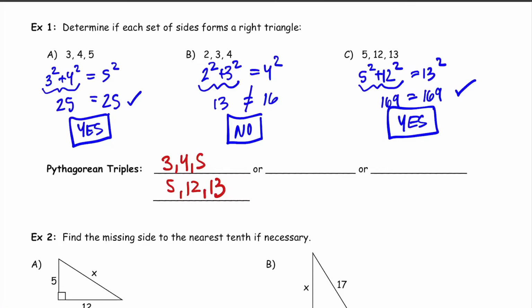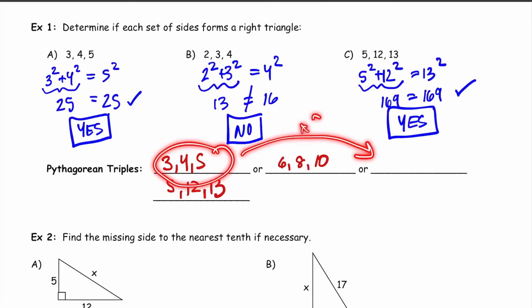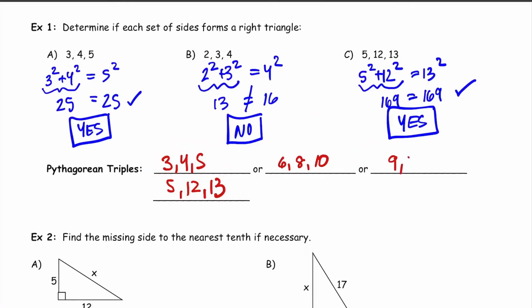So if I take this 3, 4, 5, and I multiply all those numbers by 2, I get 6, 8, 10. Well, that's also a Pythagorean triple. I could also multiply these numbers by 3. So 3 times 3, 4 times 3, 5 times 3 would give me 9, 12, 15.